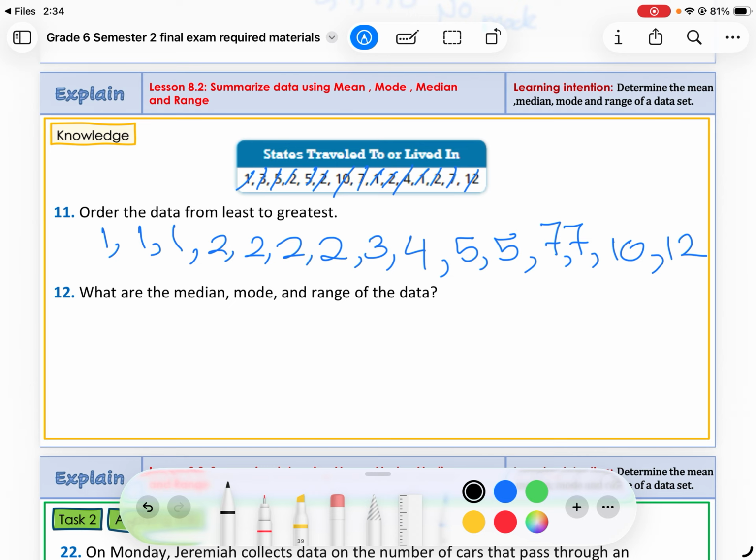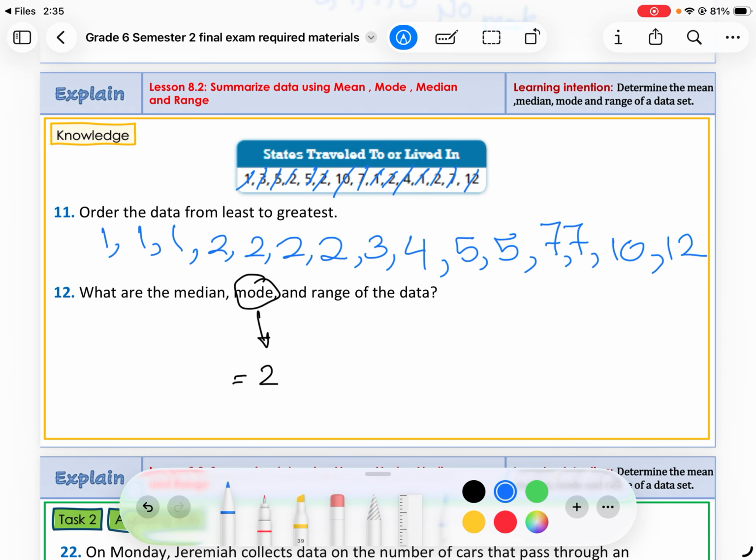Before I start crossing and messing it all up, let's find the mode. What is the mode? The mode is the most repeated number. As you can tell, which number is the most repeated? Obviously, it's 2. You just write the answer equal to 2. That's it. That's your mode, because I have 4 2s.